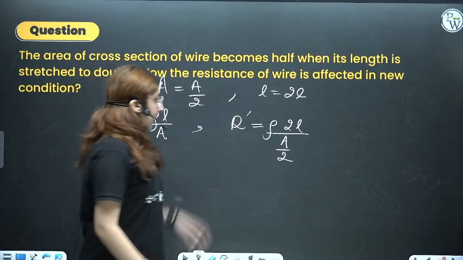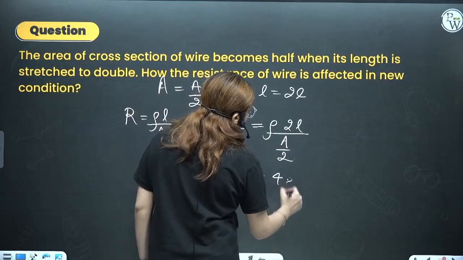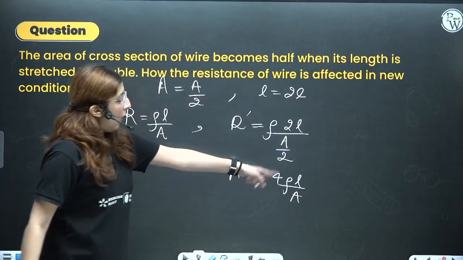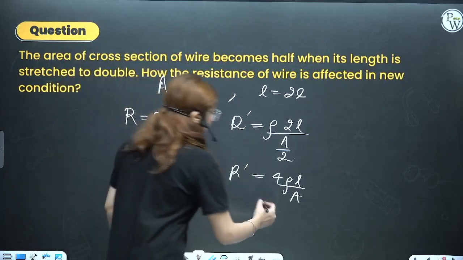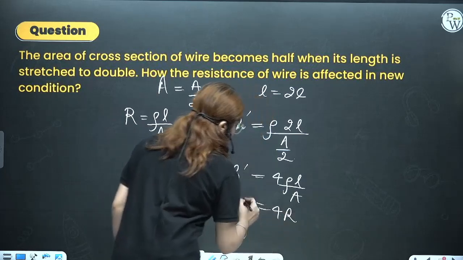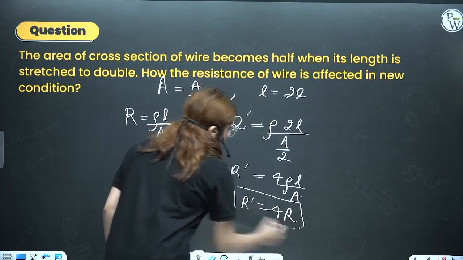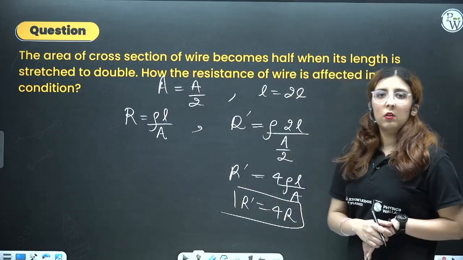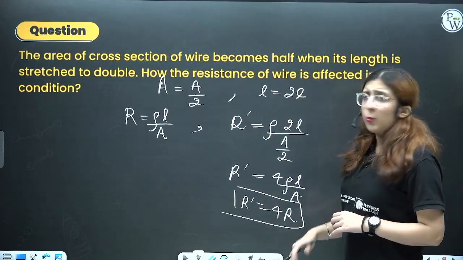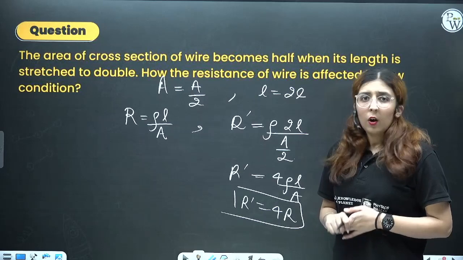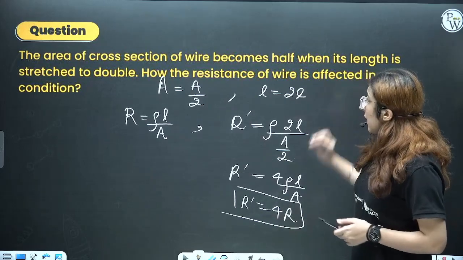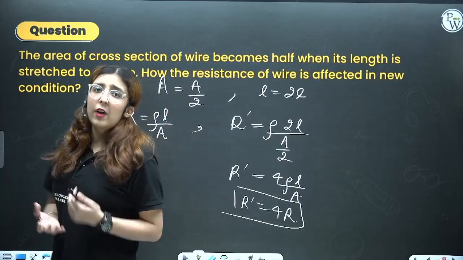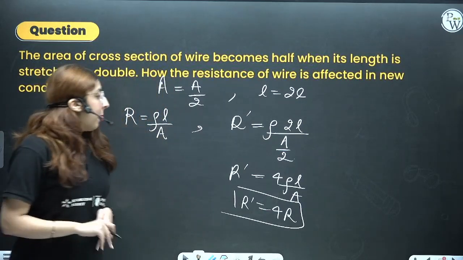Now take the 2 up. 4 rho L by A, that is R dash. Can you see? Rho L by A is nothing but R. So the resistance is affected by 4 times. Simple. These are the only type of questions that will come in your exam. Very simple. Directly place what is given there and try to analyze what the question is trying to tell you. Now, moving ahead.